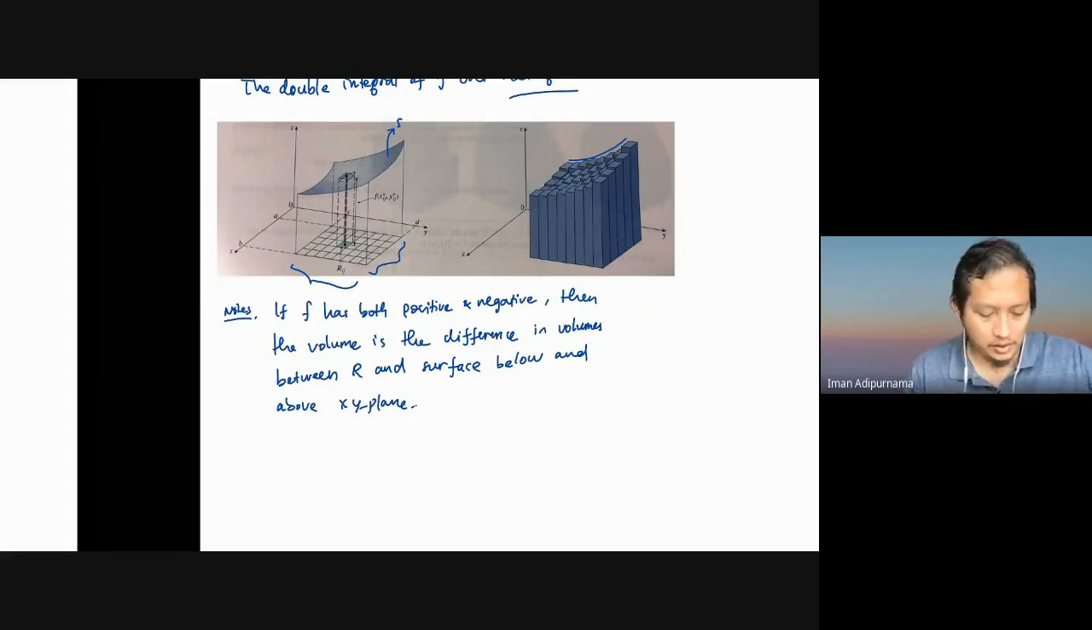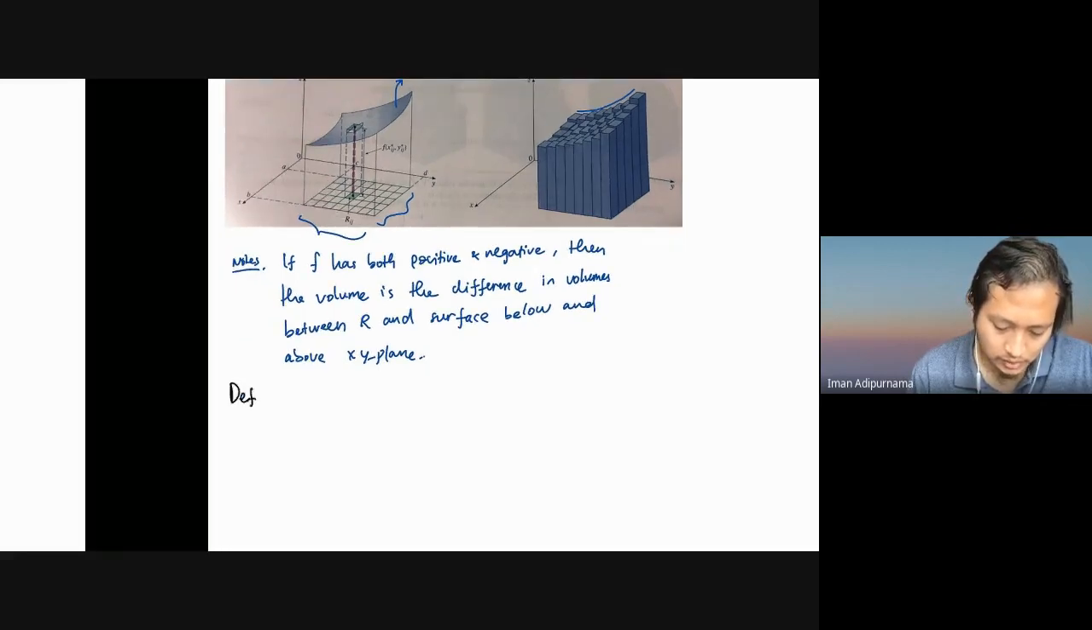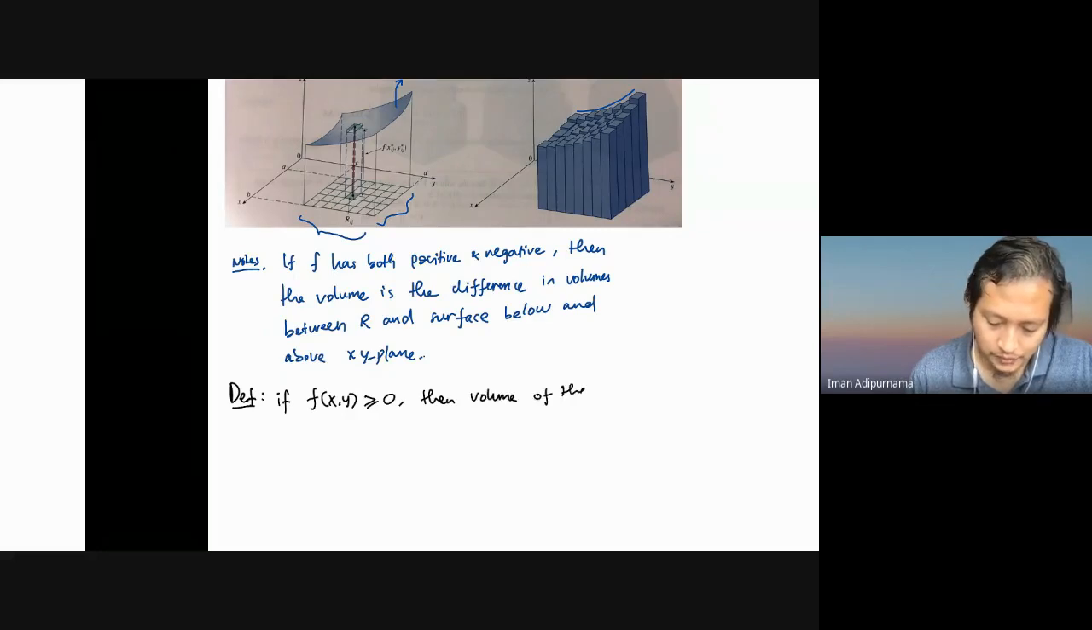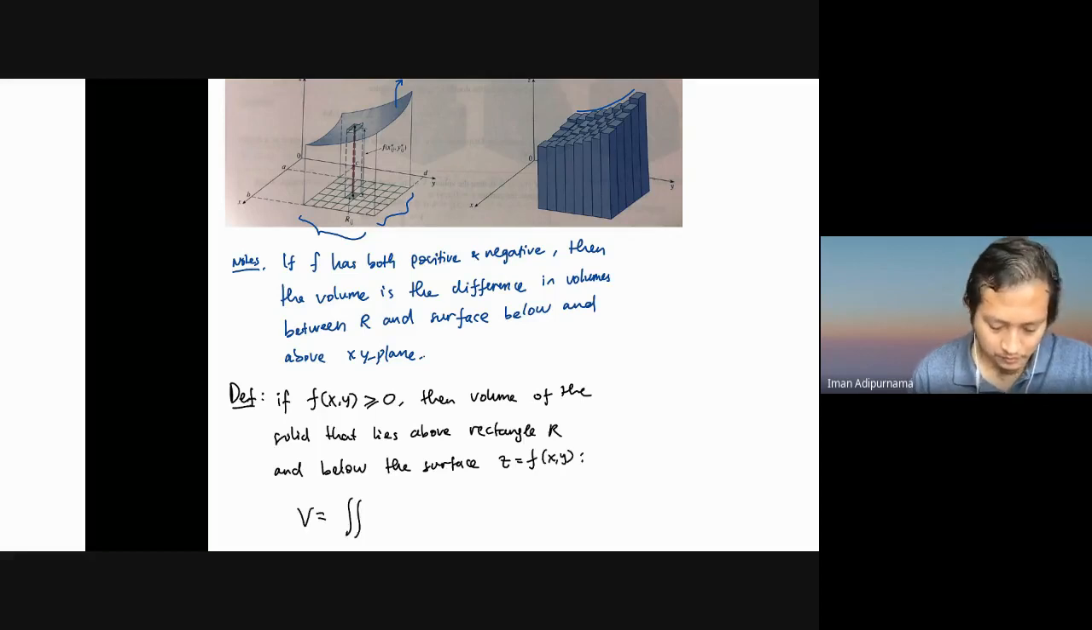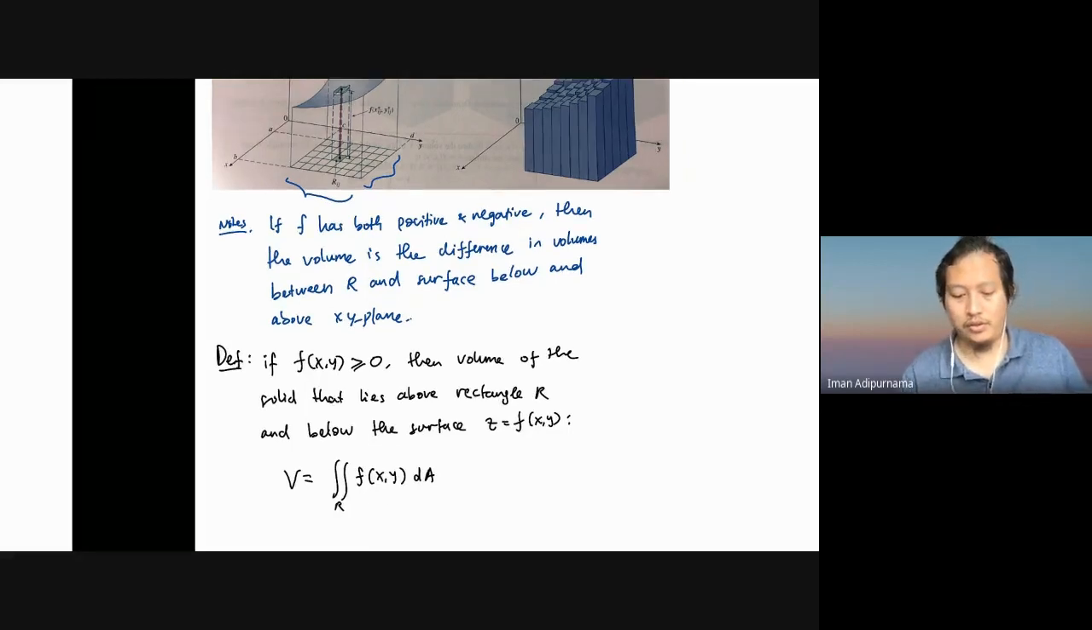And then if the function is positive, or greater than or equal to 0, like in the definition, then the volume of this solid below the surface is basically what we have in terms of the limit definition. So this is the volume.